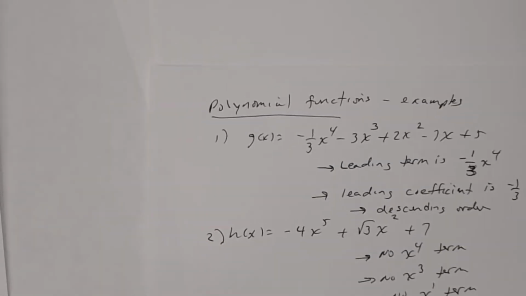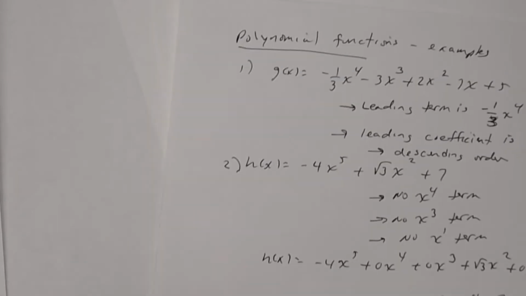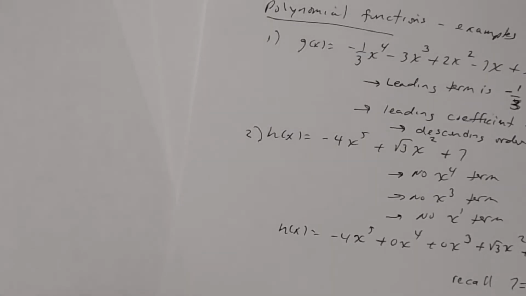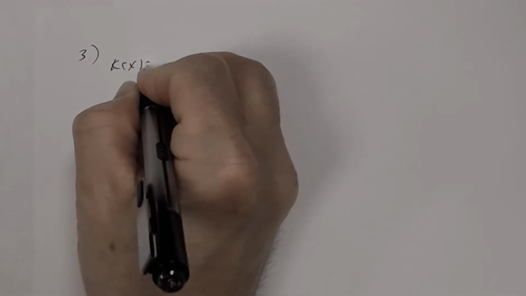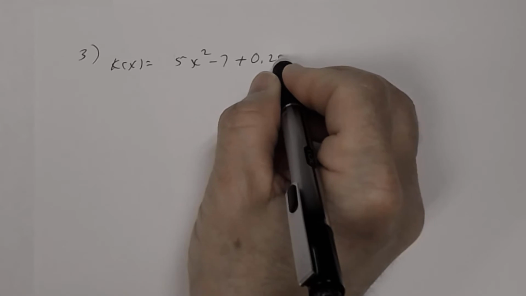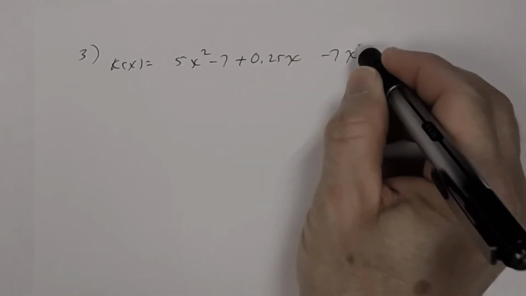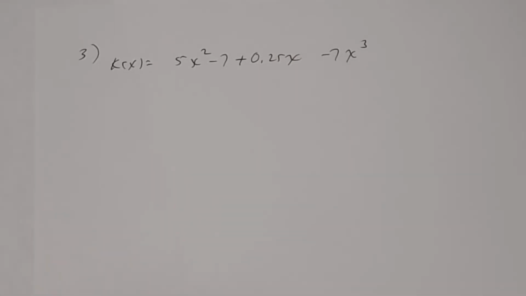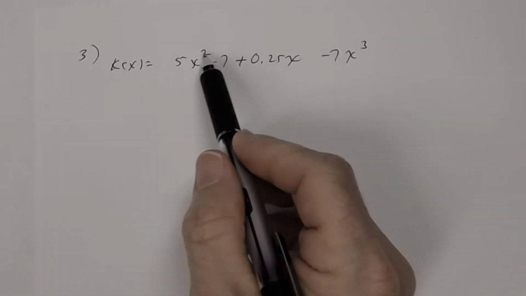So let's look at another example of a polynomial function. This is going to be number 3. So here's another example. Okay, number 3. We have k of x equals 5x squared minus 7 plus 0.25x minus 7x cubed. Okay? So that's a polynomial, because if you look at it, all the exponents are non-negative integers, right?